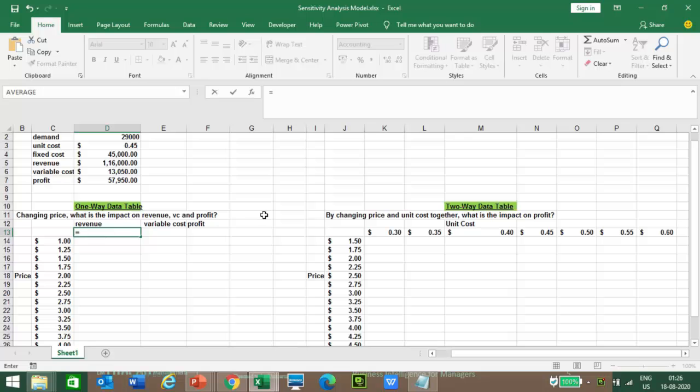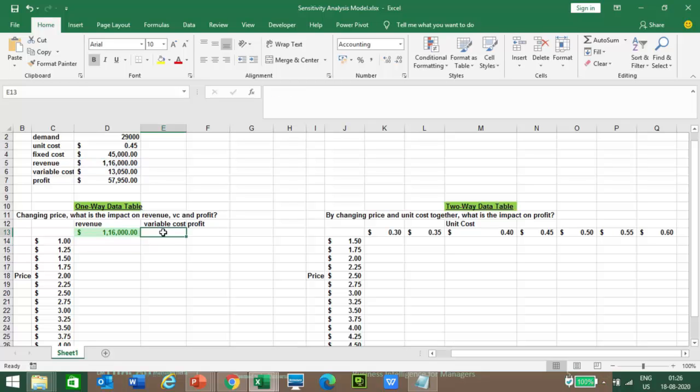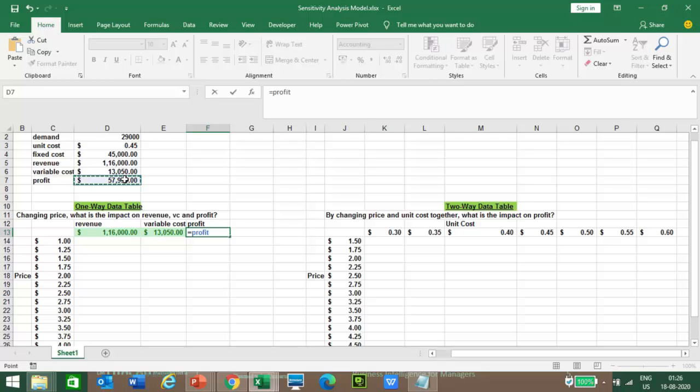So the revenue that we have is equal to 1,16,000. So we'll take it from there. The variable cost that we have with us is $13,050, and the profit that we have is equal to $57,950.